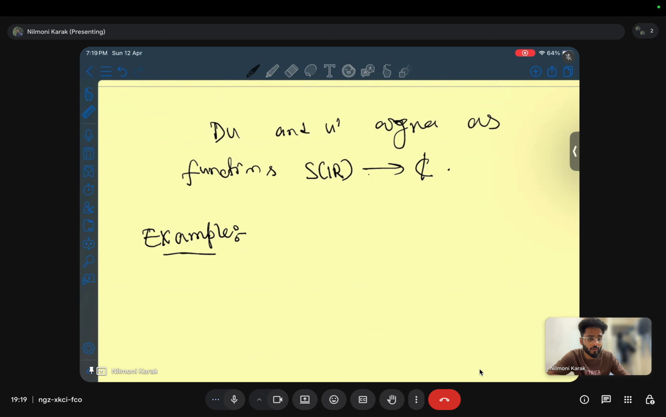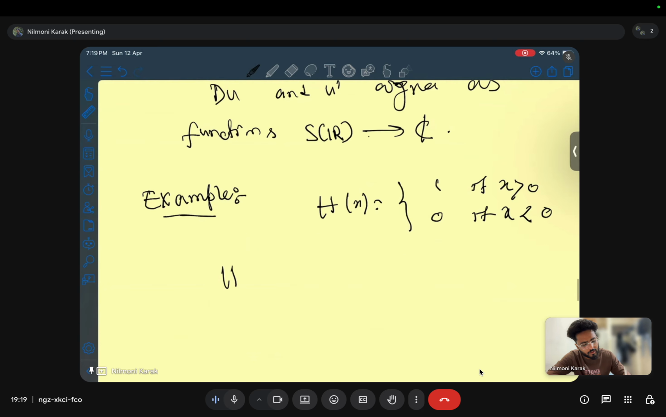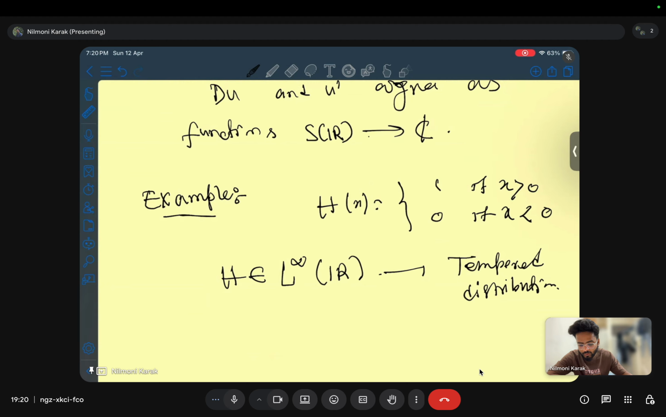So you can remember the Heaviside function h(x). This is basically 1 if x is greater than 0, and 0 if x is less than 0, and this is immediately in L infinity of R. So this is a tempered distribution.